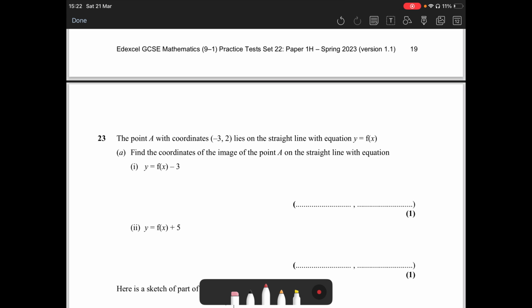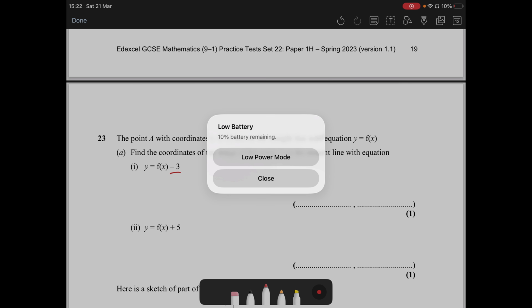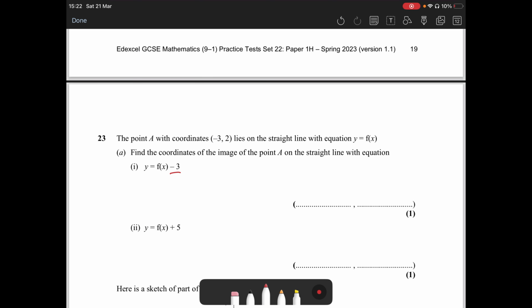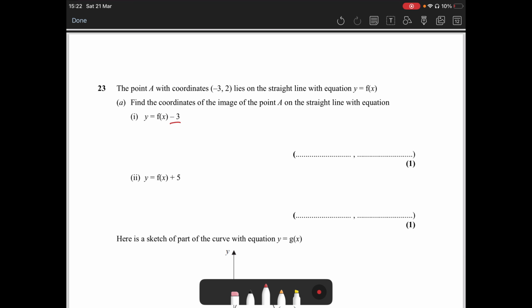So this one's transformation of graphs. Minus 3 means the graph moves down by 3 units. So it means all your y coordinates have 3 subtracted from them. I got 10%. I can do it. I'm feeling brave, right? So that means move your coordinates 3 units down on the y. So the minus 3 stays the same, but your y coordinate is now going to be negative 1.